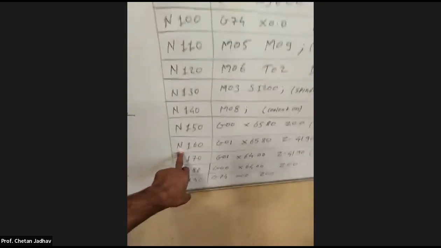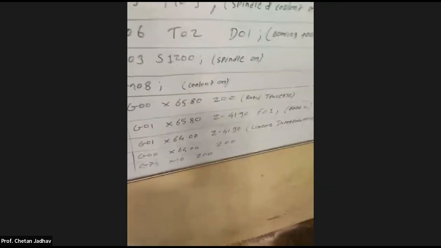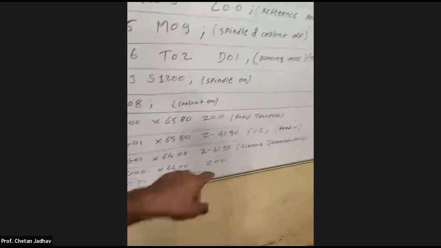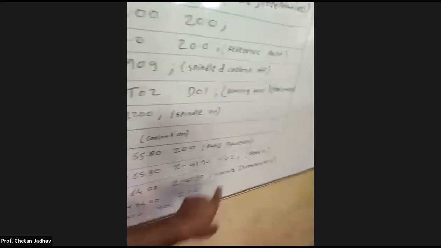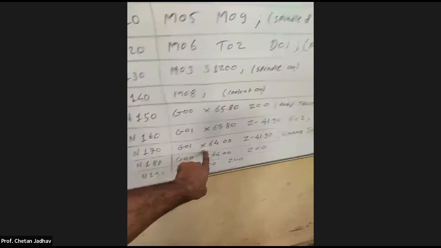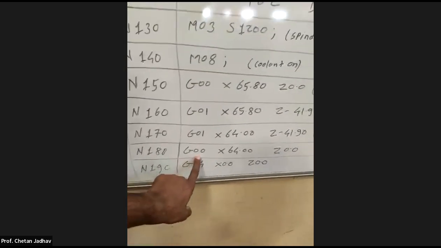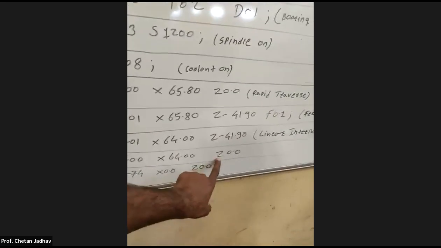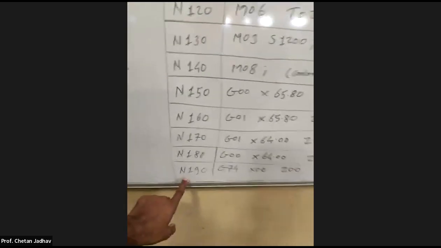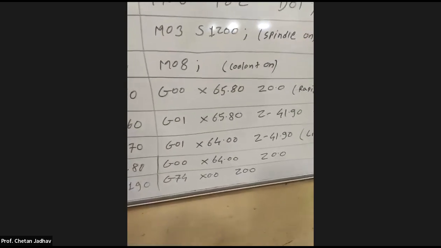Next, N160 G01 X65.80 Z-41.1 and F0.1 feed rate. Again, N170 G01 X64 Z-41, linear interpolation. Okay. Next, N180 G00 X64 Z0, rapid traverse at Z0 point. Then N190 G74 X0 Z0. We have seen all of this.